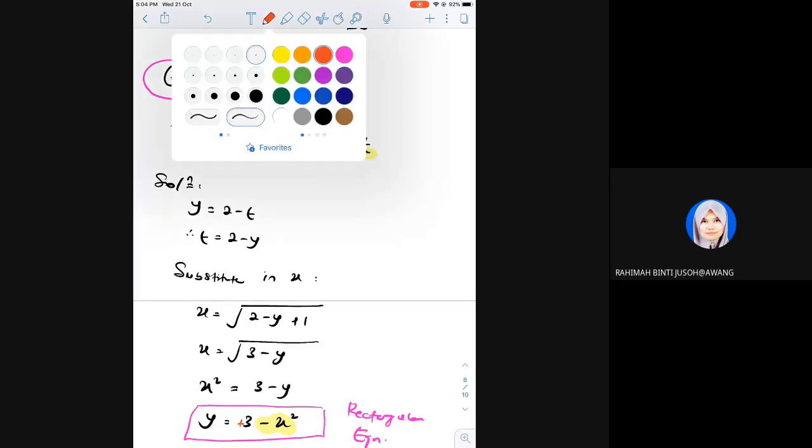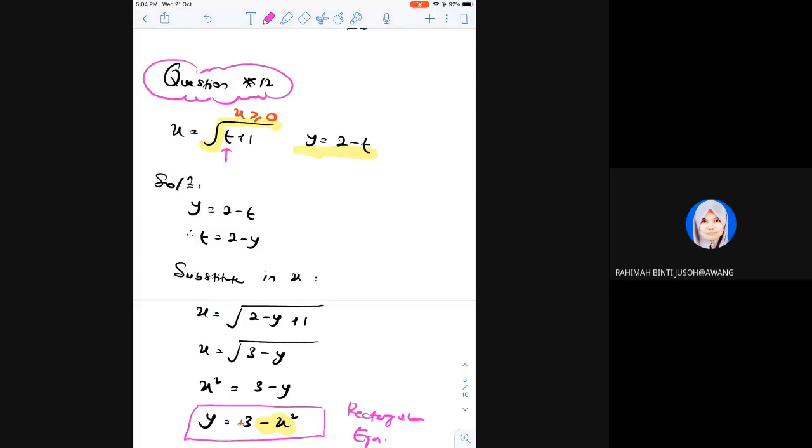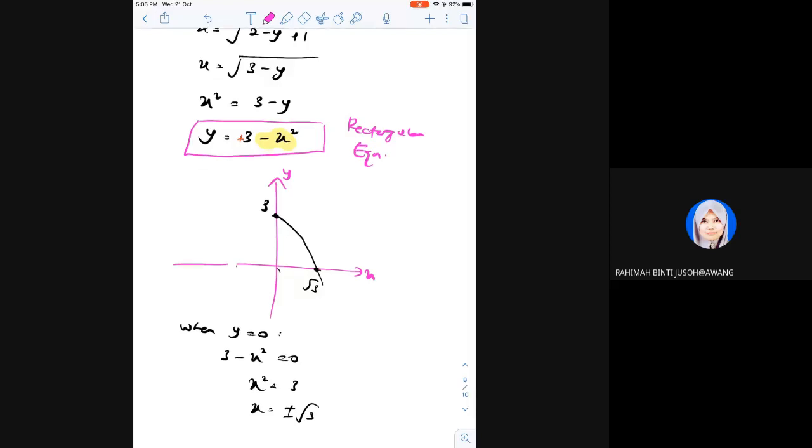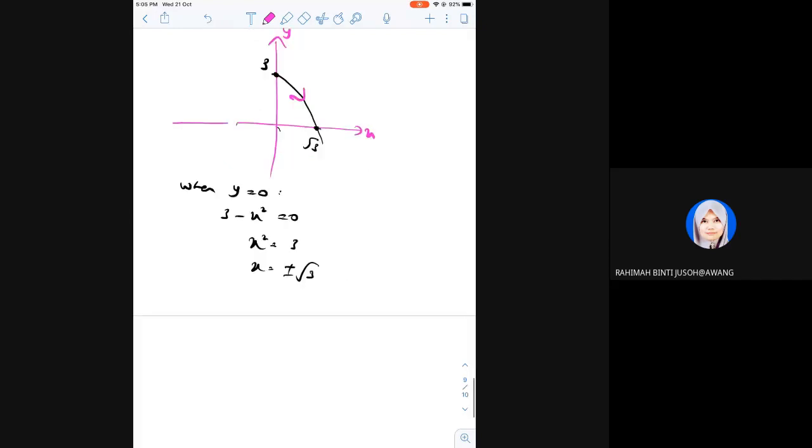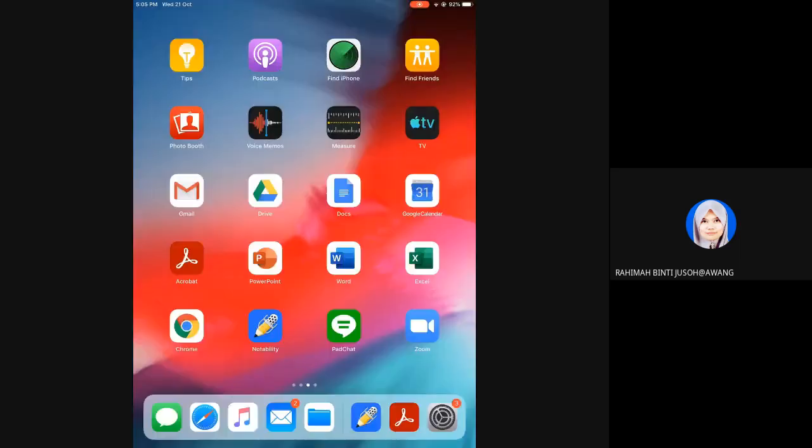Okay, so now we want to identify the orientation. When t increases, x also increases, and it is positive. Now y: y equals 2 minus t, negative t. When t increases, what happens to y? It decreases, right? So it should be downward. Because when t increases, it is negative. You owe a lot of debt, so you have less money. So you will have a downward orientation. That's it, full marks. If you answer like this, you get full marks. So that is for the case of quadratic.